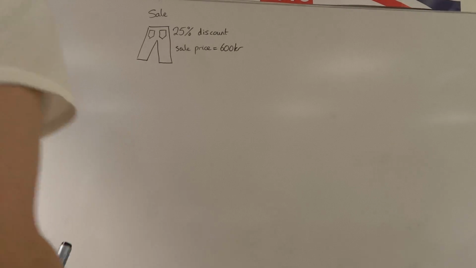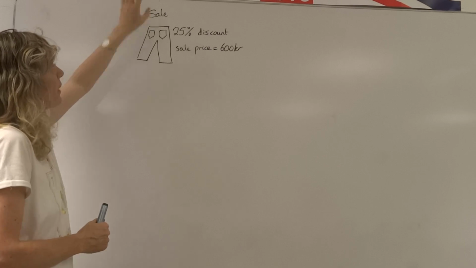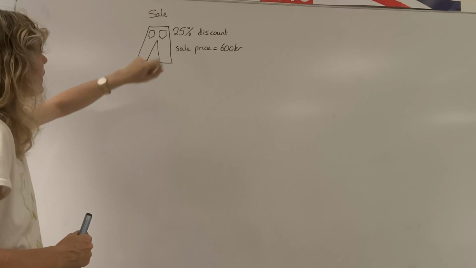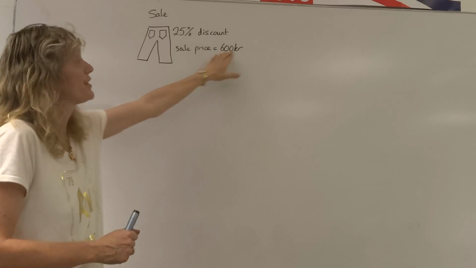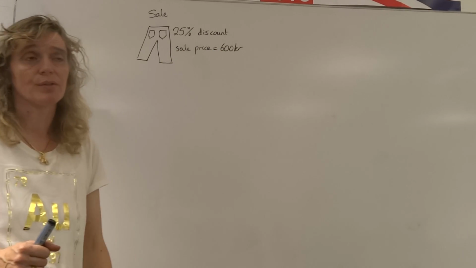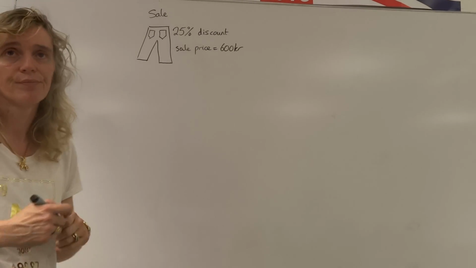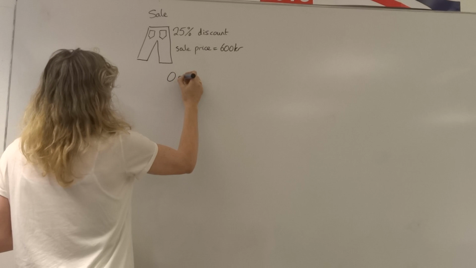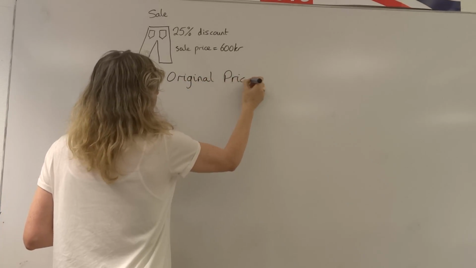So again, something a little bit about most effective mathematical method. This pair of jeans is on sale. You know that it's a 25% discount, and you know that the sale price is 600 kronas. So the question is, what was the original price? You've got to work out the original price, and there's a couple of different ways of doing it.